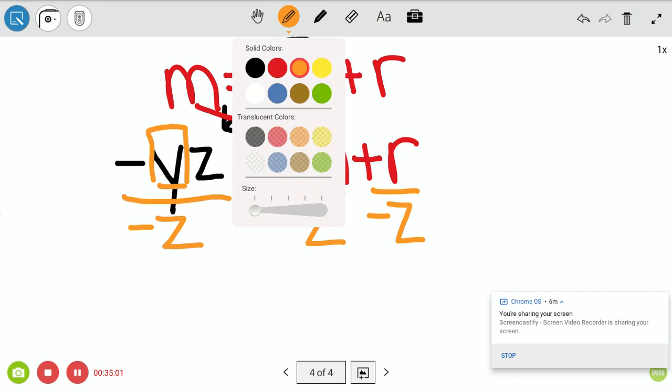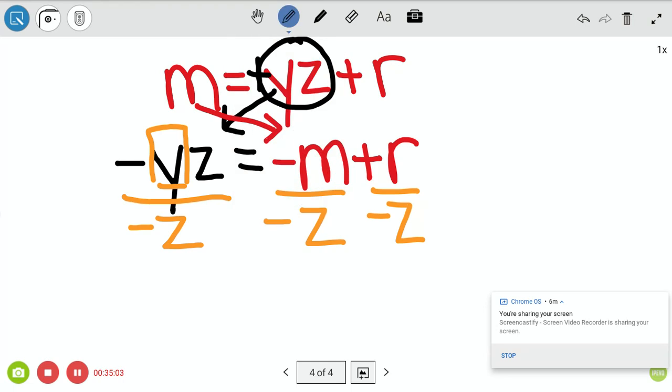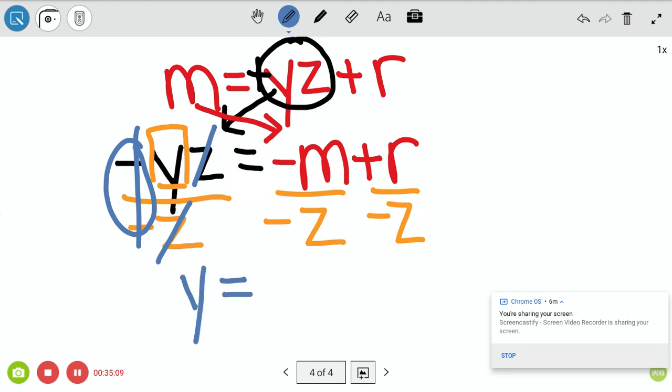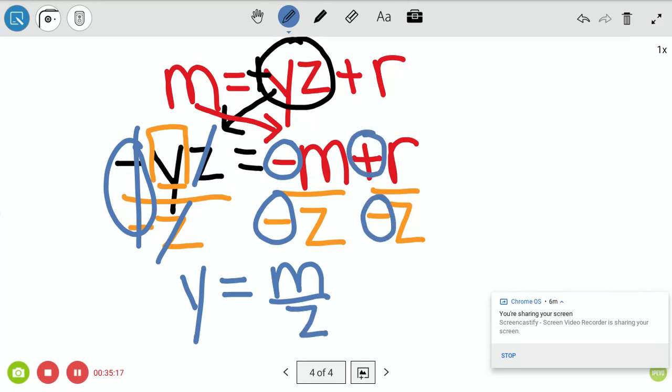And the reason why we want to do that is because on this side, these would cancel. So would the z's. And so we're left with y equals, 2 negatives would make a positive, m divided by z. Here, a positive divided by a negative would be a negative r divided by z. And that would be it.